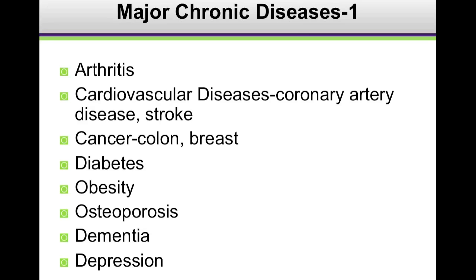Let's look at some of the chronic diseases. Arthritis. I put this top of the list because, as I say, it's the hidden disease in our older population. Most older people will complain of some form of arthritis, be it neck, spine, joints, wherever. And of course, many of them will self-medicate for it.